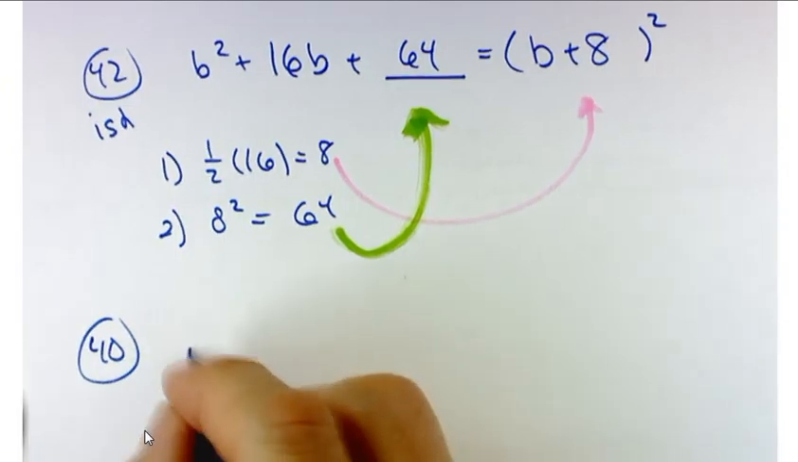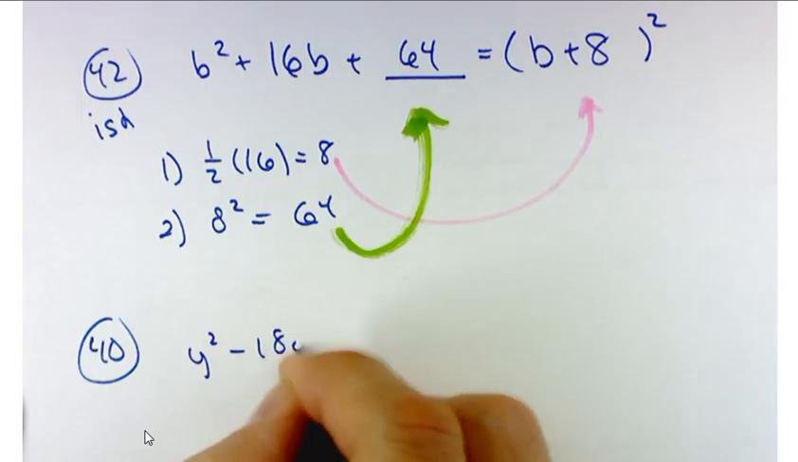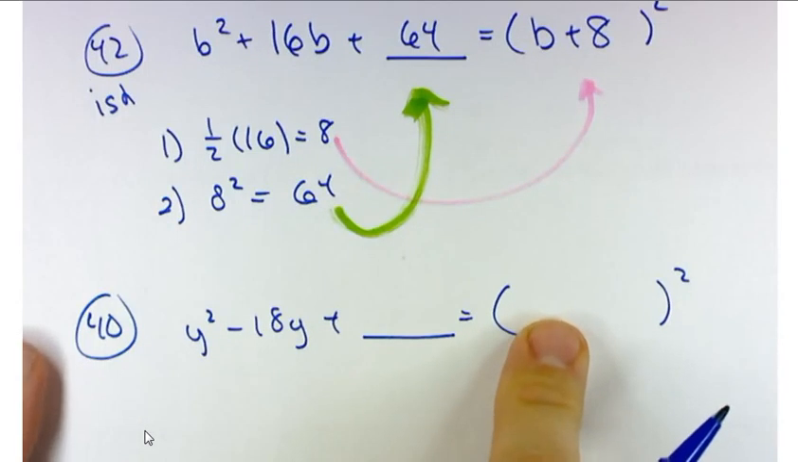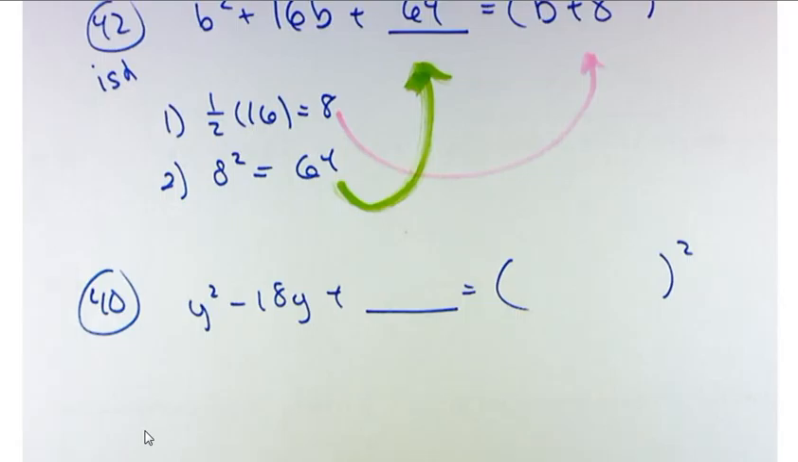Y squared minus 18y plus something is something squared. This is exactly the way I would write it on a test. I'd say complete the square and give you it just like we see here. So see if you can do that. Work with that middle coefficient, square it, figure out how this thing factors.